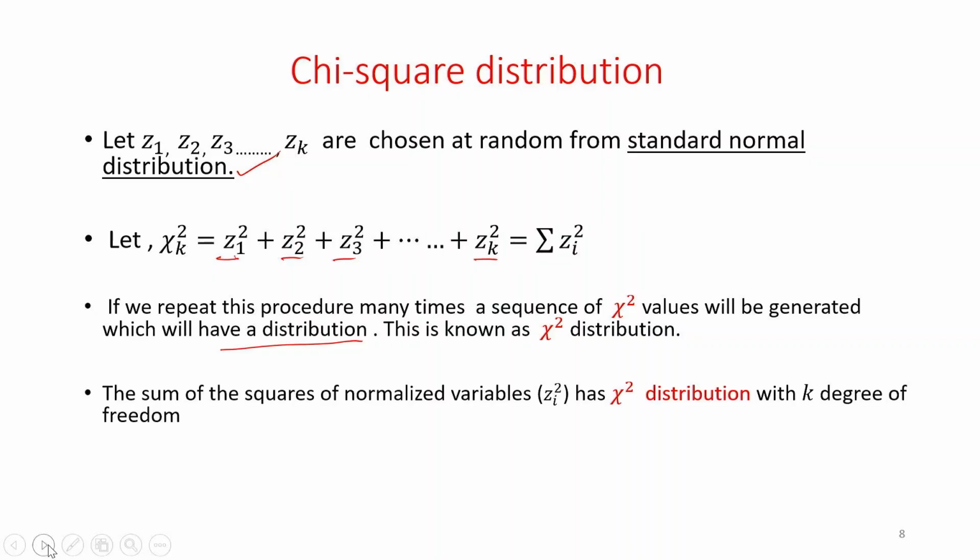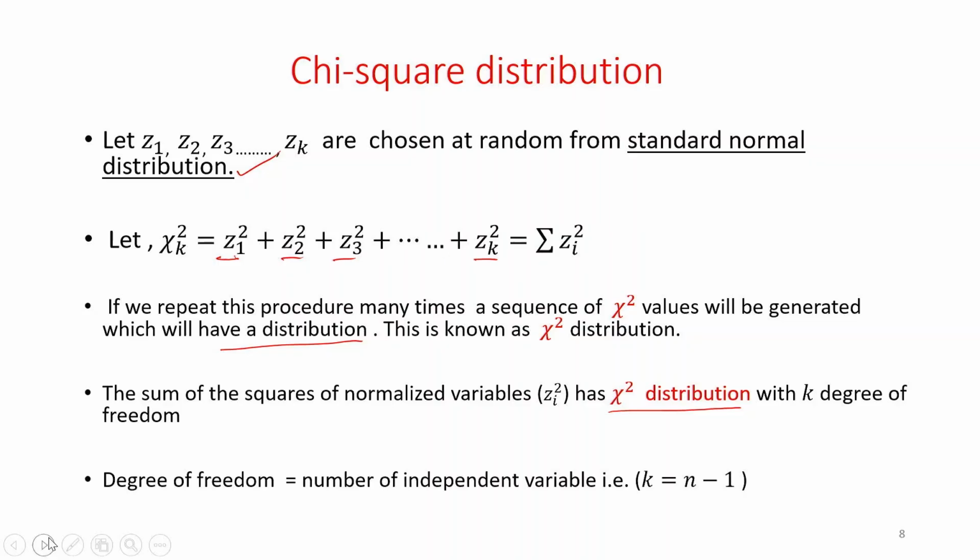The sum of the squares of normalized variable Z's follows the distribution which is chi-square. The name is given chi-square with k degrees of freedom. K is the number of Z variables that we are choosing. And degrees of freedom is how much? K equal to n minus 1.